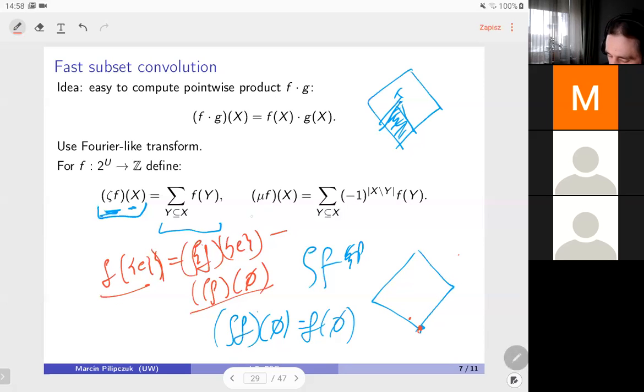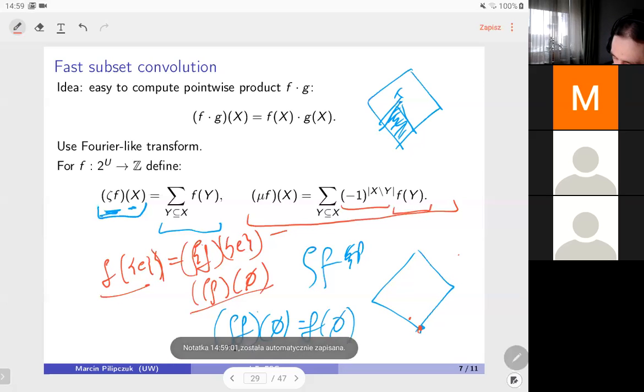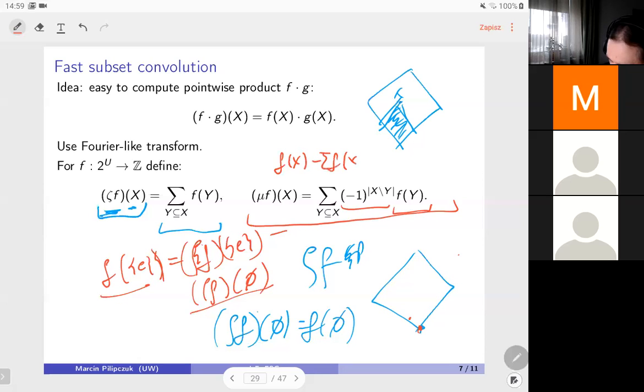What really happens here is that you define this inclusion exclusion looking transform that's also doing a sum over the subsets, but with signs. So this is f of x minus f of x minus one element, plus f of x minus two elements, and so on. Okay, so this is really this type of sum.